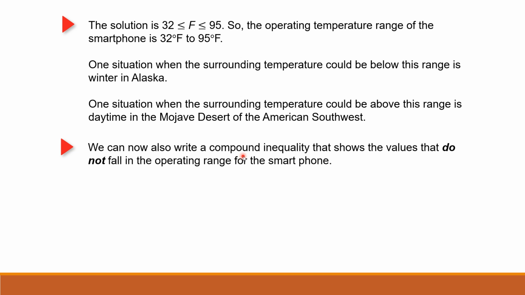So we can now also write a compound inequality that shows the values that do not fall in the operating range. In other words, this is the compound inequality that represents temperatures when it will not work. And that would be F is less than 32 degrees or F is greater than 95 degrees. So notice our compound inequality for the temperatures that do work was an "and" compound inequality, and the compound inequality that represents the values that do not fall in the operating range, which means it could fail, is an "or" compound inequality.